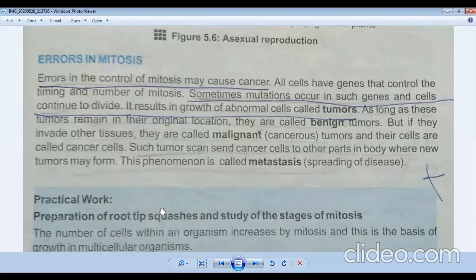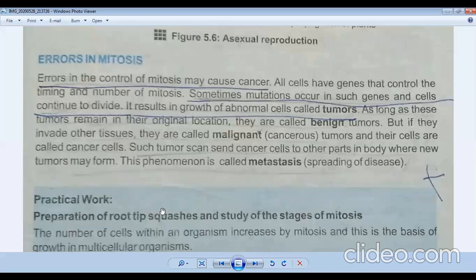Now the last topic is errors in mitosis, how errors happen when there is an abnormal growth of the cell in the body. This is because of errors, not proper growth of the cells in the body. So the abnormal growth of the cells in the body is called tumor. They are of two types, benign and malignant. And if the disease spreads all over the body, that process is called metastasis.